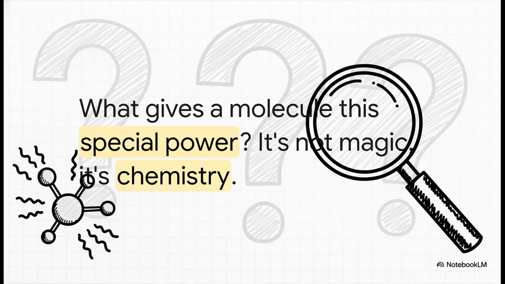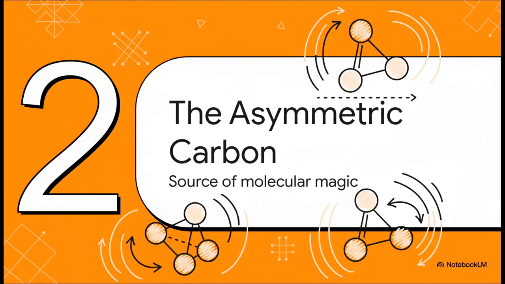But why? What gives a molecule this incredible power? This isn't magic, right? It's chemistry. So there has to be something specific in its structure that makes this happen. And that brings us right to our next section. We're going to find the source of this molecular magic. And it all comes down to something called the asymmetric carbon atom.